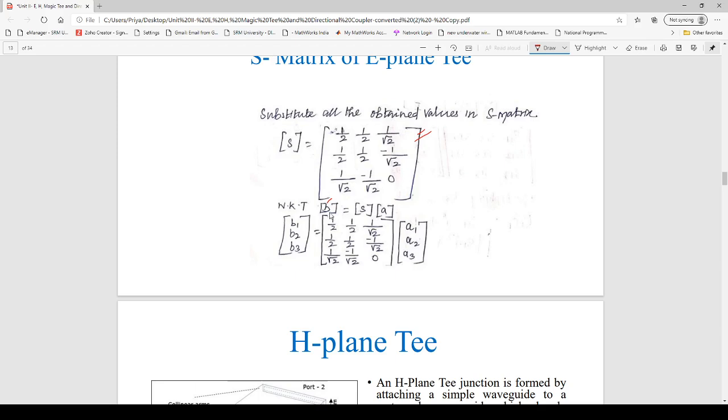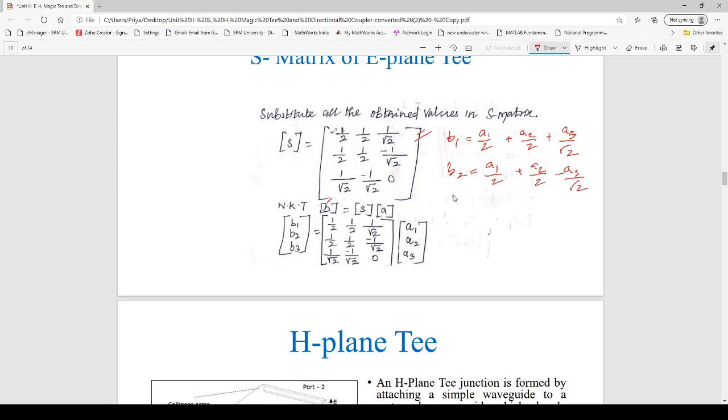So how many ports I have? I have 3 ports. So I can write the reflected wave as B1, B2, B3 and the scattering matrix, and the incident wave as A1, A2, A3, right? So from this I can write the equation for all this B1, B2, B3. So I can write my B1 is equal to, so I multiply and write it. So it is A1 by 2 plus A2 by 2 plus A3 by root 2, and B2 will be A1 by 2 plus A2 by 2 minus A3 by root 2.